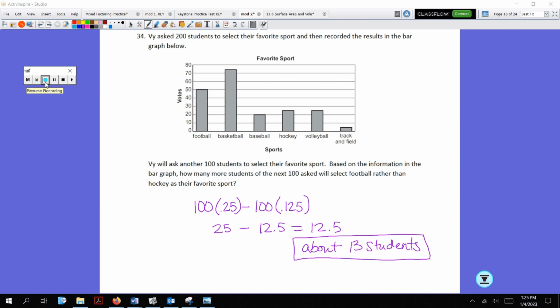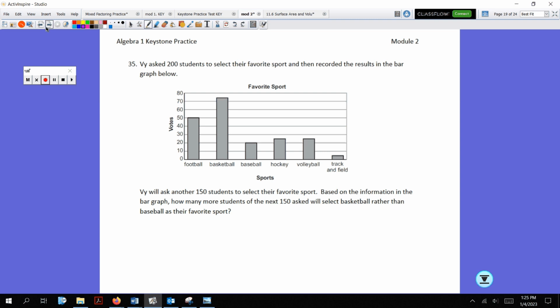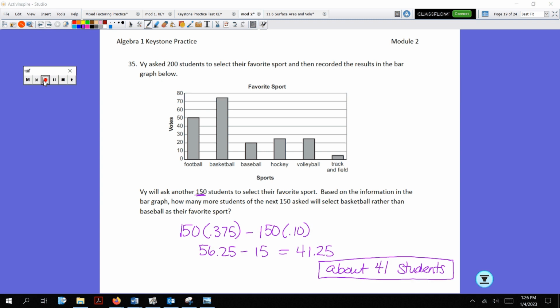All right, so you should have got about 13 because I got 12.5, but I'm going to round up. That's about 13 students would choose football rather than hockey. All right, one more graph like this. Again, pause the video, come back in a second. Now pay attention, this is 150 students, okay? All right, so over 35, you should have got about 41 students because it was 41.25. And round down, so it's about 41 students.